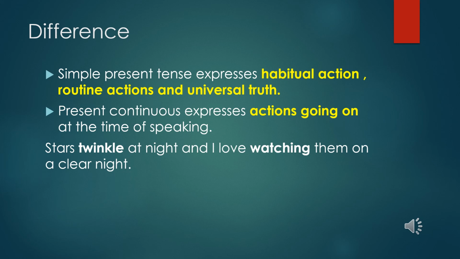This is just an example: stars twinkle at night and I love watching them on a clear night. Here you can see, stars twinkle at night is just a fact, so we can use simple present tense. And I love watching them on a clear night. Here we cannot say I love watch them on a clear night, right? It should be I love watching them. Why? Because it is the action that is going on at the time of speaking.